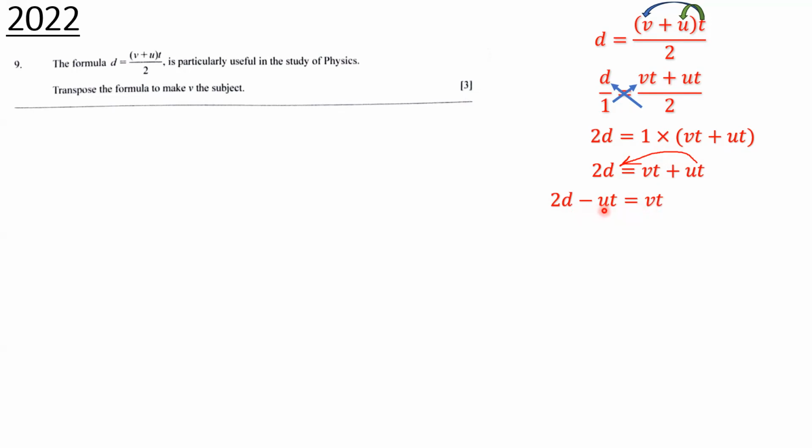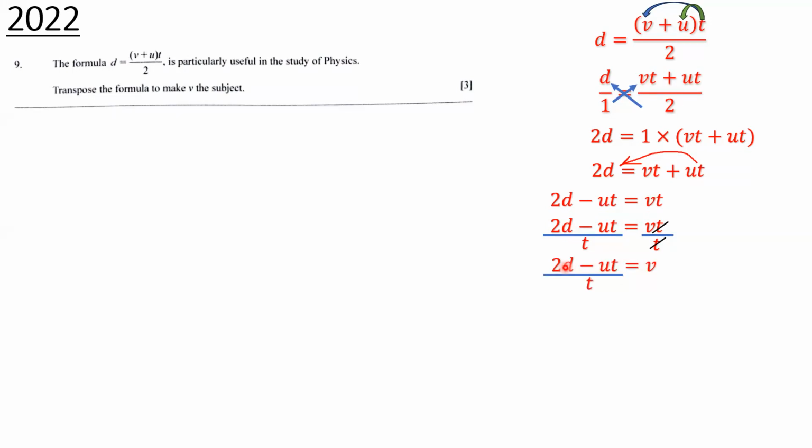Now we have to divide both sides by T, because we want V on this side all by itself. We want to isolate V. So we divide both sides by T. These two cancel out, leaving us with V equals 2D minus UT, all over T.